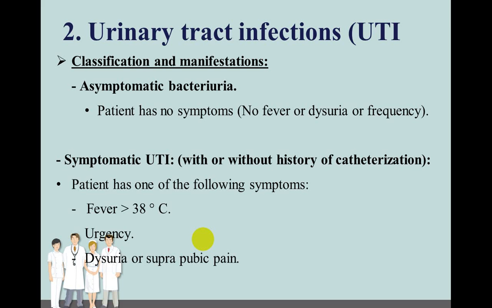Symptomatic urinary tract infection, with or without history of catheterization: patient has one of the following symptoms: fever more than 38 degrees centigrade, urgency, dysuria or suprapubic pain.